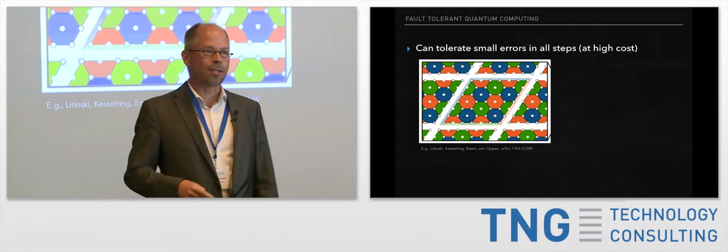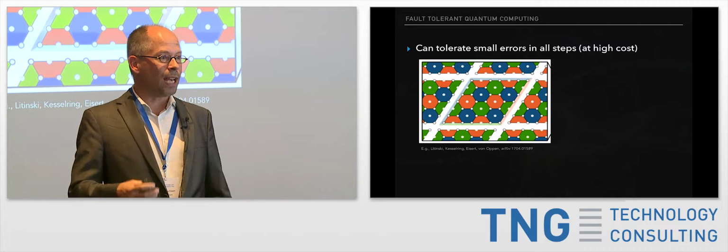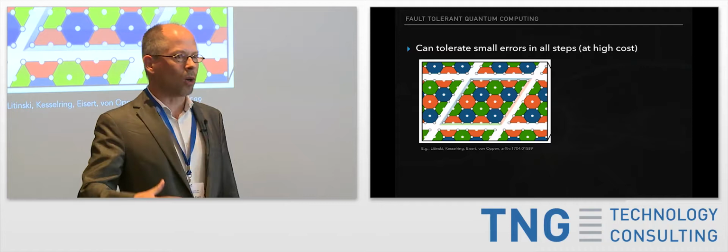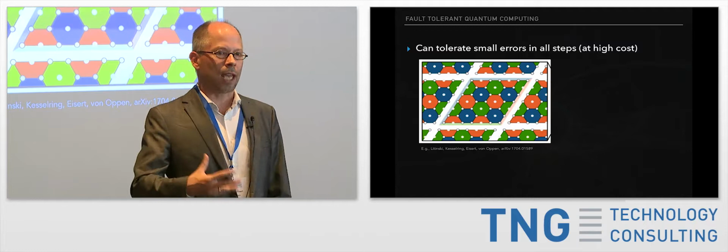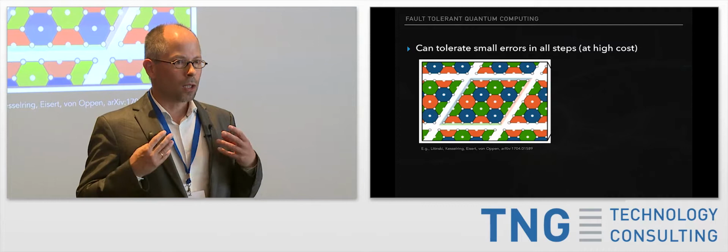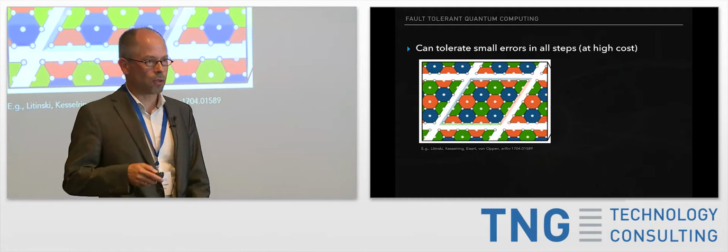You cannot clone, right, but you can do something. You can extend into code words, and you can make measurements that would only learn what happened, what went wrong, but nothing about the logical information encoded. It's called quantum error correction, fault tolerance, and much of the effort of this field is finding good codes to make quantum computing possible in the presence of realistic errors of one kind or the other.